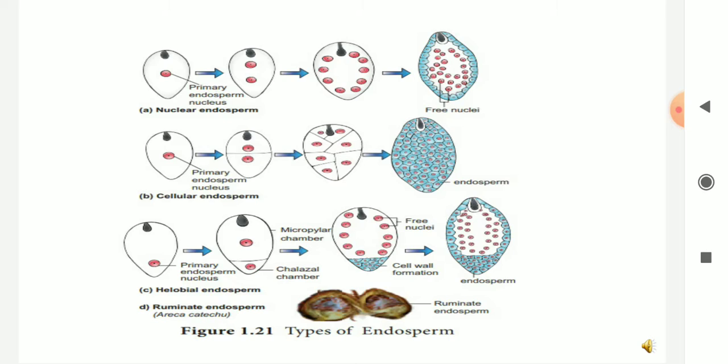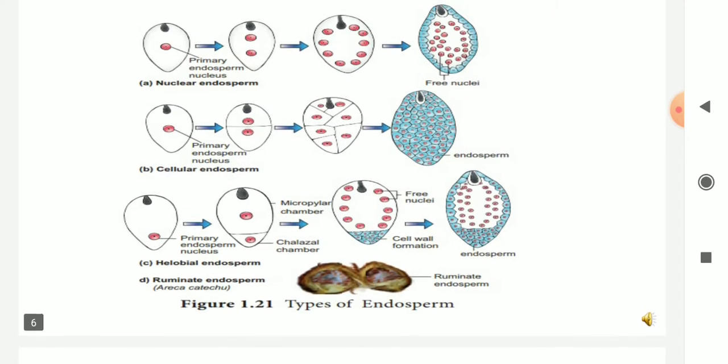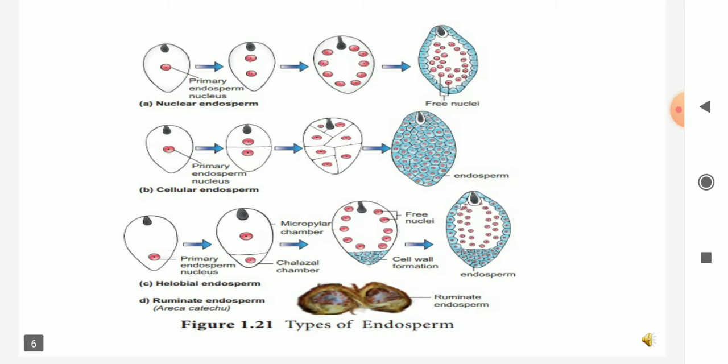All these nuclei then come to lie on the periphery, and there is formation of a central vacuole, as is clear in the picture. After completion of free nuclear division, cytoplasmic division occurs. And cytoplasmic division occurs from periphery to center, which ultimately results in formation of a cellular tissue, which is called endosperm. Because development is through free nuclear division, it is called free nuclear endosperm.